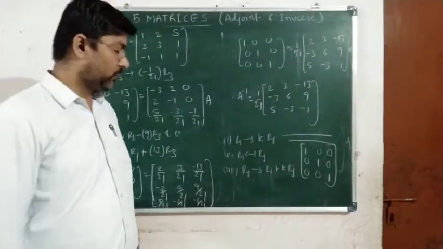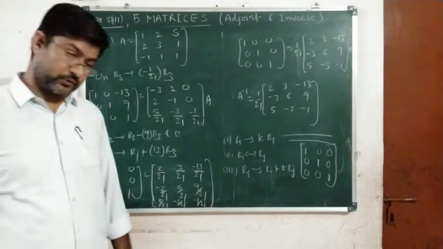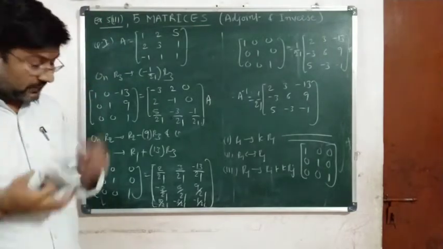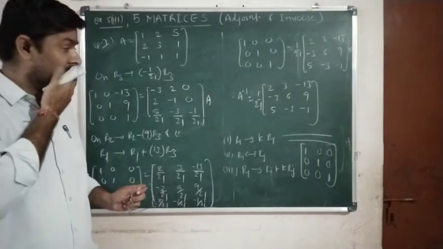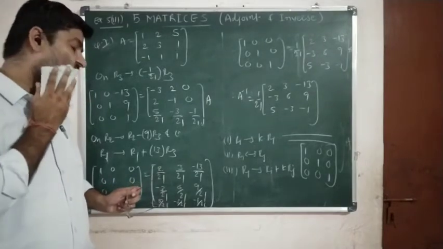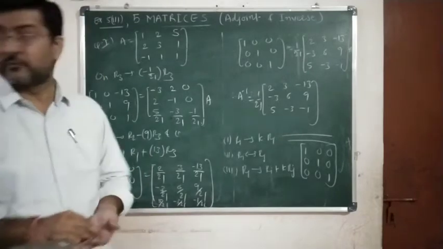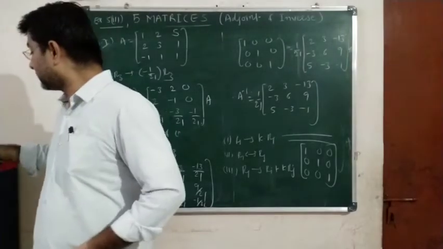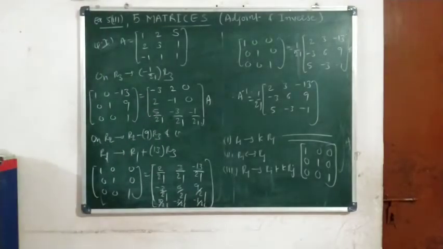Clear? So I hope you have understood this question, how to solve these questions using elementary row transformations very well. So with this we complete this exercise. Okay. Now the next exercise, let us begin. That is objective type questions only, so it will hardly take 5 to 10 minutes.